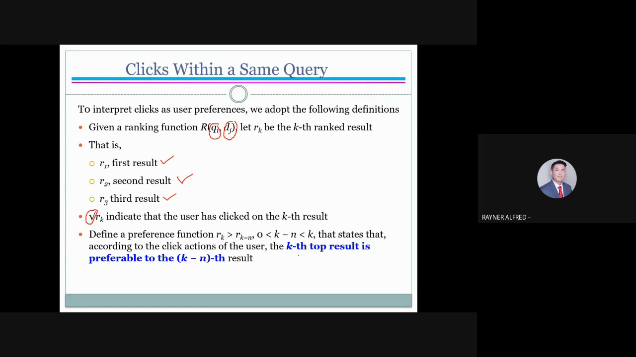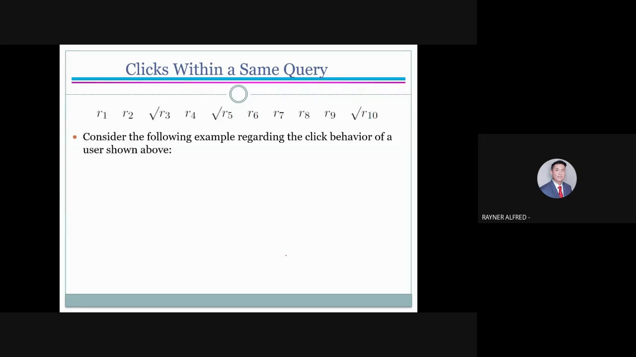And we are saying that the K top result is preferable to the K minus N. So that means the earlier one is more preferred compared to the one at the back. I will show you something like this.